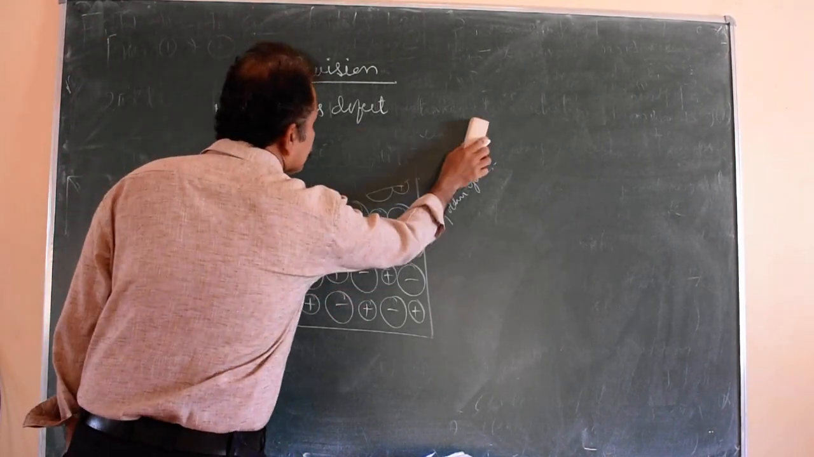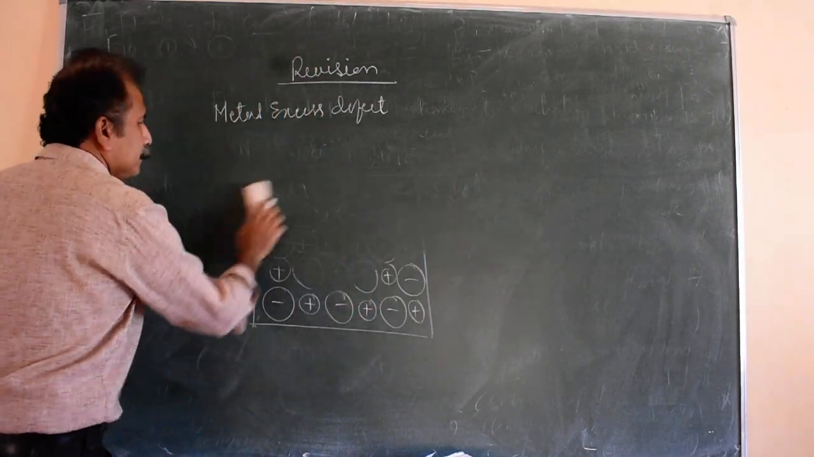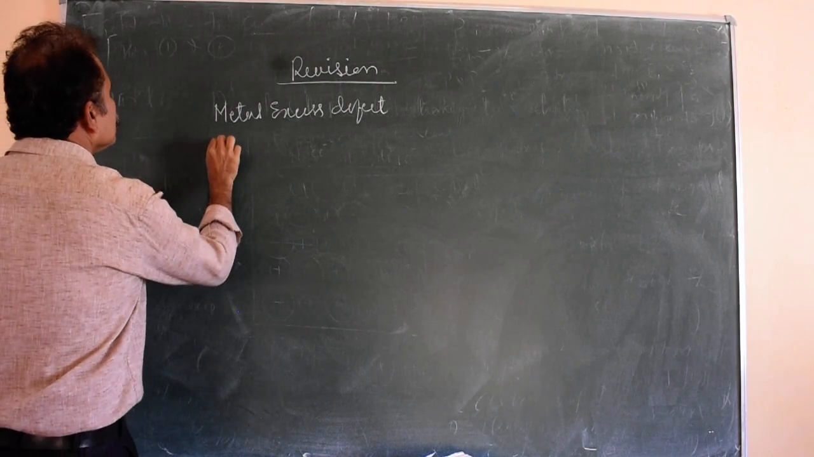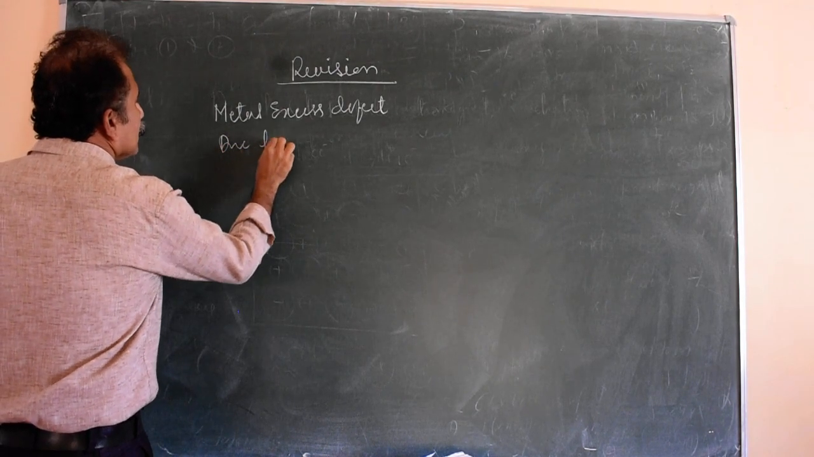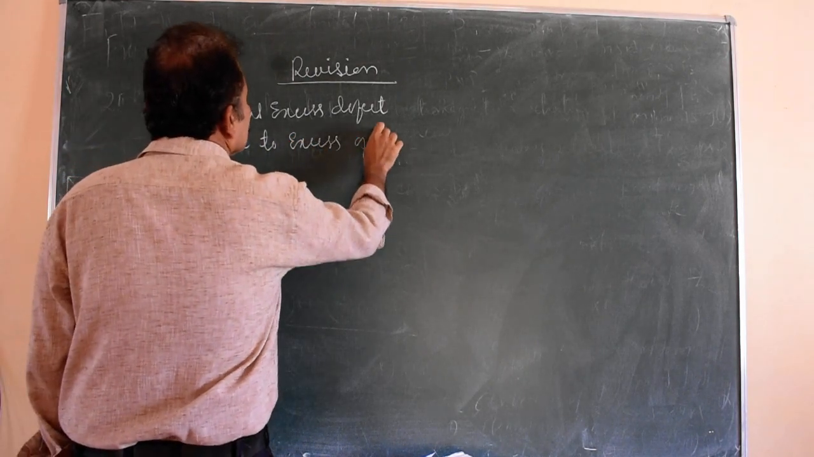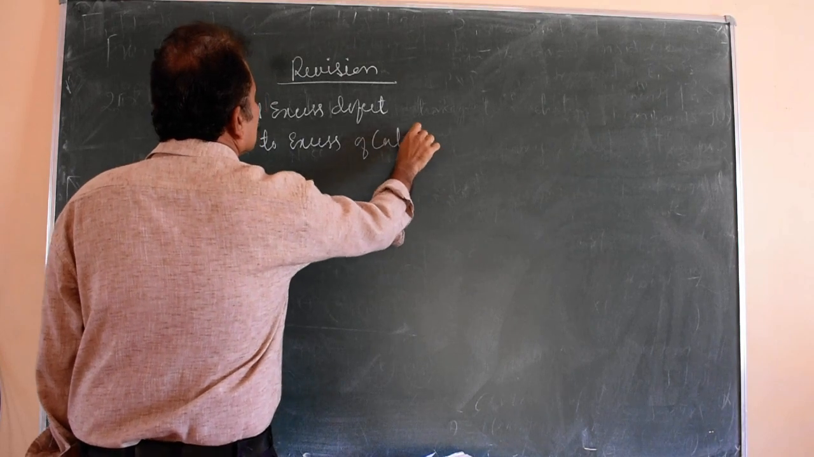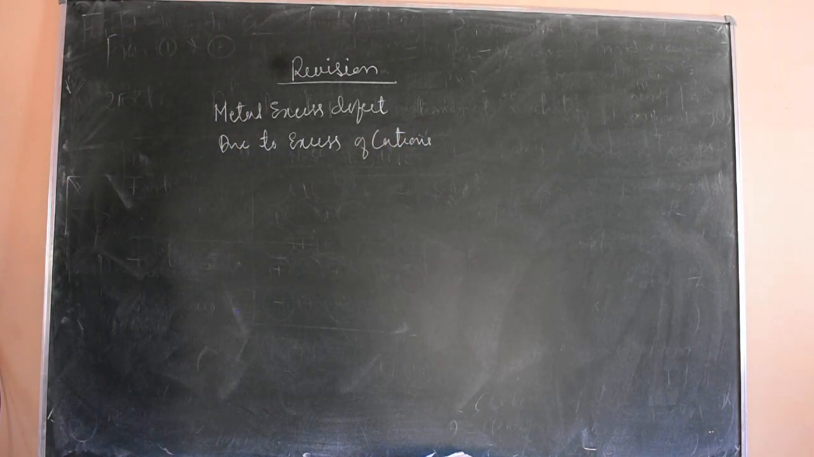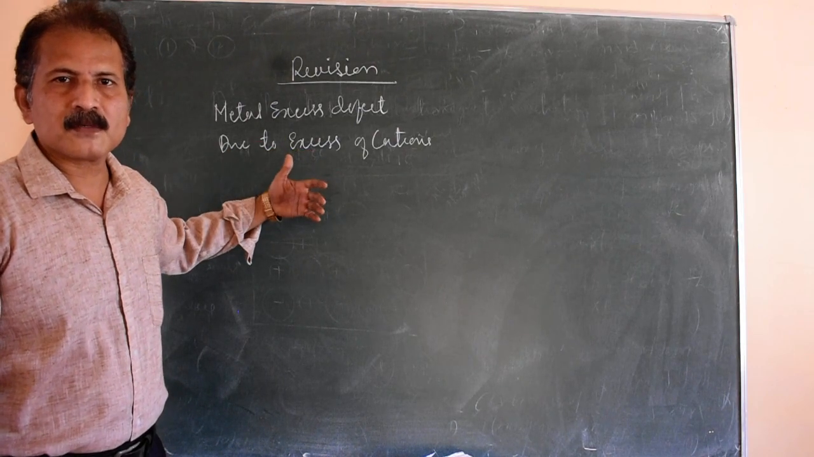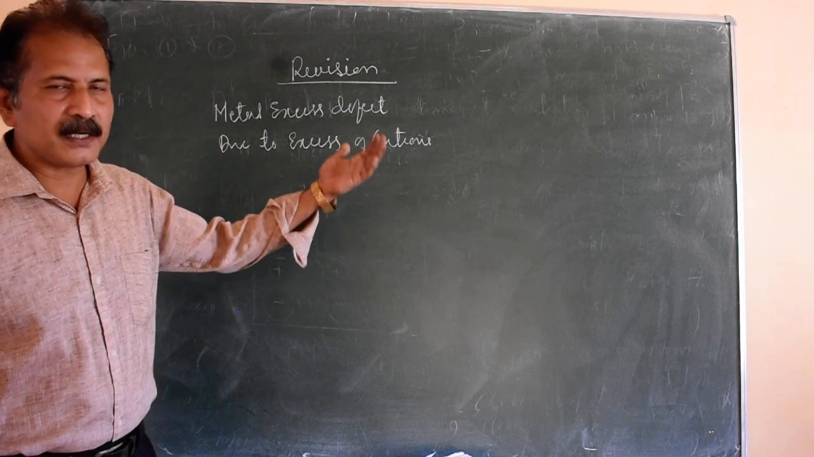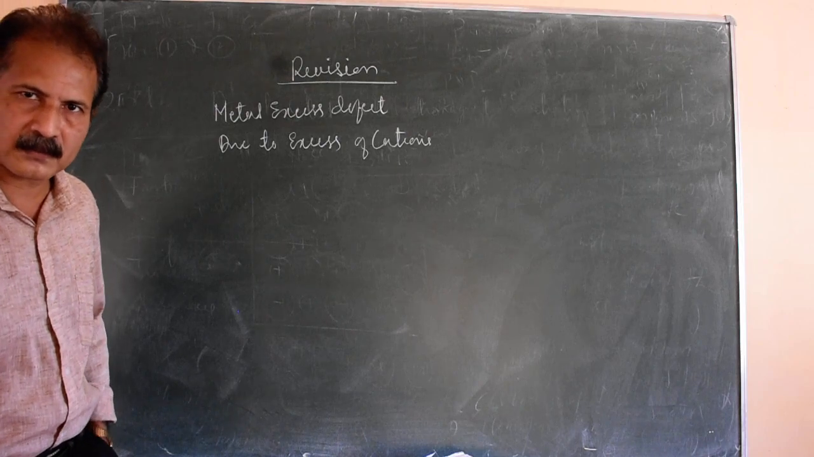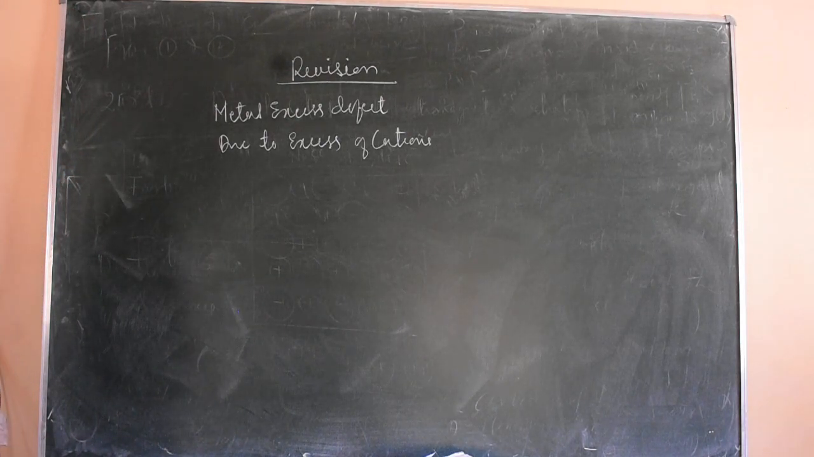Metal excess defect due to excess of cations. From the name itself it is obvious here, cations will be more, and because of that, when they are more, they will come inside the crystal and occupy interstitial sites. Therefore, we will have a defect.